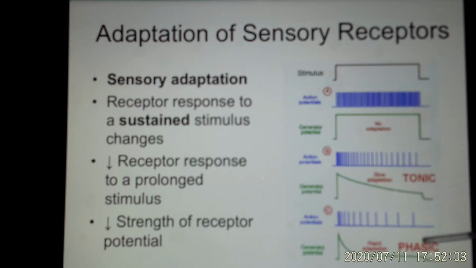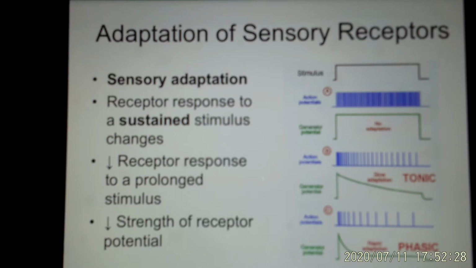So you have the tonic, you have the phasic receptors, especially the olfactory, that's this one. Their action potential decreases very, very quickly. And after about 1 minute, they generate almost no action potential. That's why you don't smell, because your brain doesn't receive the action potential from your receptor anymore. And why do they adapt? The reason is your brain wants to have new stimulus.